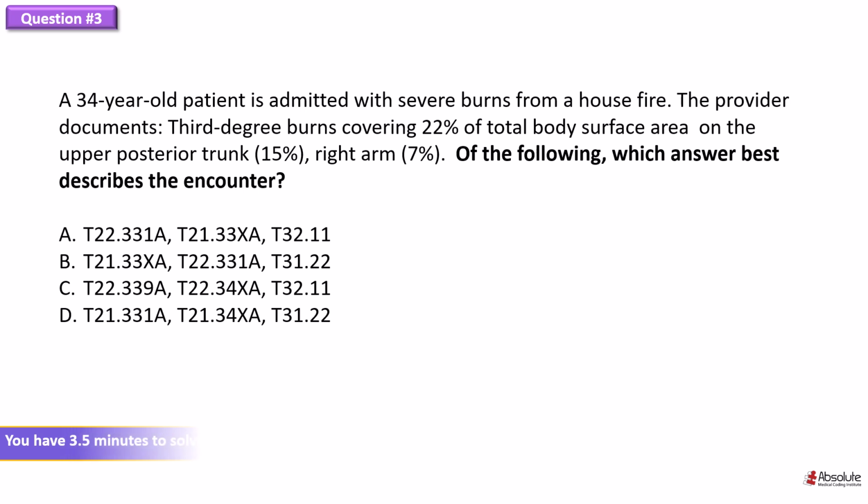T31.11. A 34-year-old patient is admitted with severe burns from a house fire. The provider documents third-degree burns covering 22% of total body surface area: on the upper posterior trunk, 15%, and right arm, 7%. Okay, coders, your time begins now.